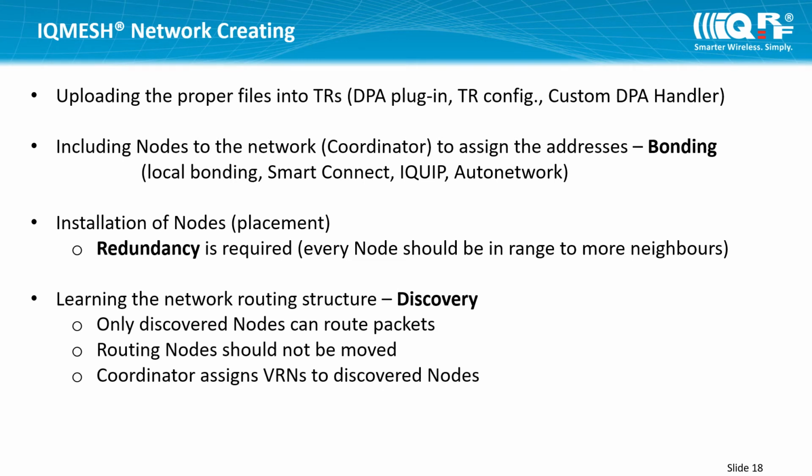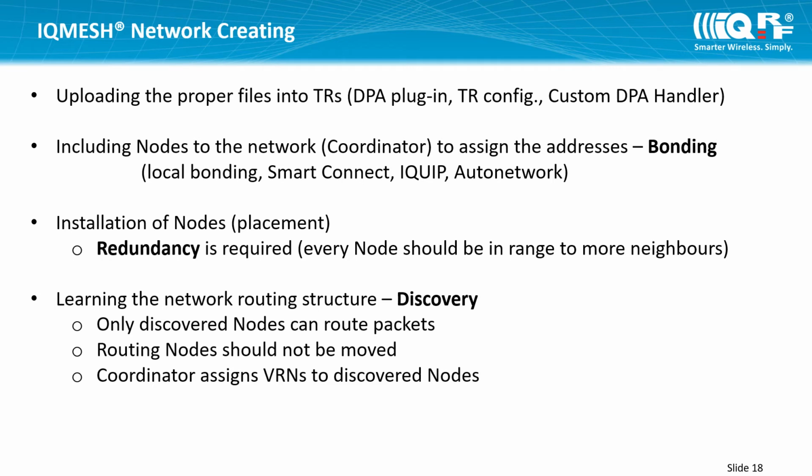After the installation, the coordinator must learn the topology of nodes to create the routing structure. This process is called discovery. The discovery is a time-consuming process. It can take several minutes. The time depends on the number of nodes and their topology. Only nodes with routing enabled in the TR configuration can be discovered. In other words, only discovered nodes can route packets.